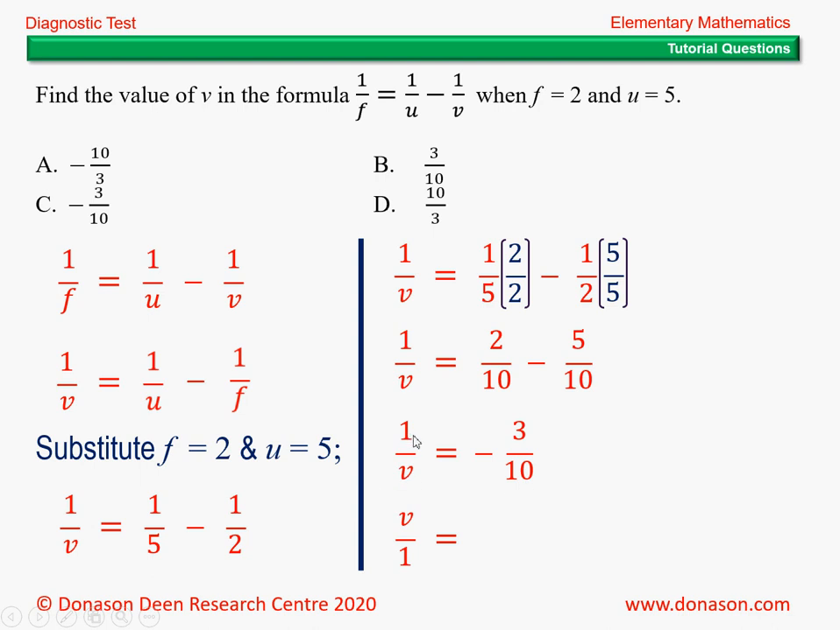So V over 1, what should it be? We should swap the right hand side as well. It's supposed to become minus 10 over 3, because I swapped the left side, so I also have to swap the fraction on the right side. So V over 1 equals negative 10 over 3. What will be V? V over 1 means V, because anything we divide by 1 is still the same. Therefore, V equals negative 10 over 3, and that leaves option A as the correct option.